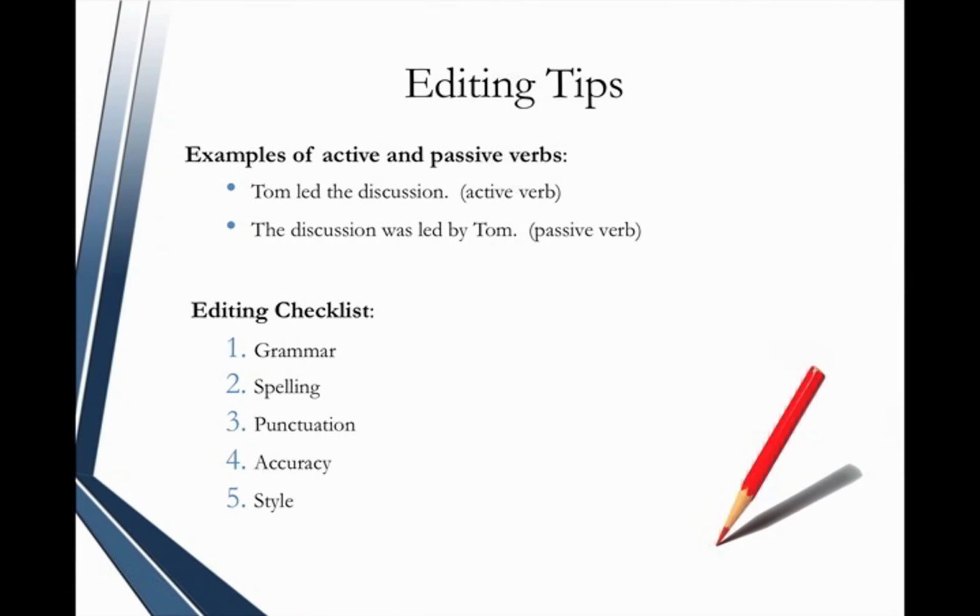Active verbs make business writing clear and easy to read. The first sentence uses an active verb. The second sentence uses a passive one. Tom led the discussion. That's an active verb. The discussion was led by Tom. That is an example of a passive verb. Using a reference book on writing can help, as can websites that explain grammar rules. The Chicago Manual of Style is a reference book that can also help. Here is a checklist that you can use. Be sure to edit for grammar, spelling, punctuation, accuracy, and style.